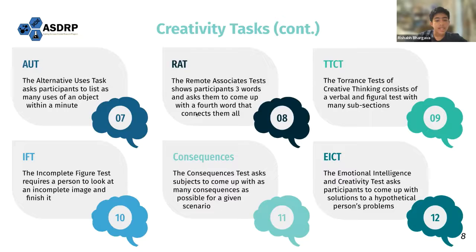Next, we have the RAT test, which is the Remote Associates Test, and this is really good for measuring convergent thinking. Essentially, in this task, you're given 3 words, and you have to look for one word that correlates between the 3 words.